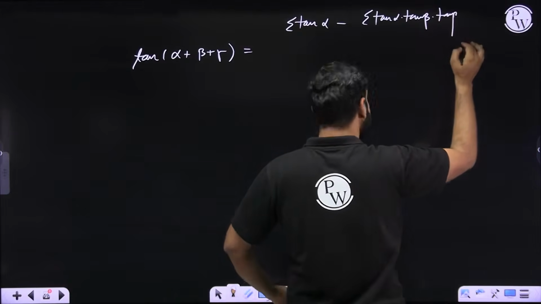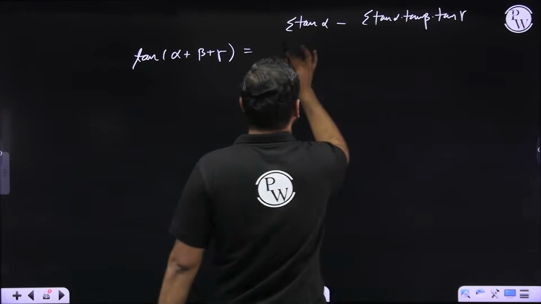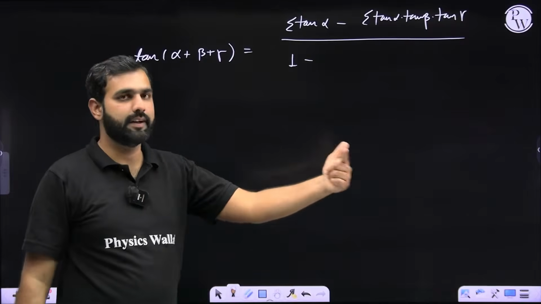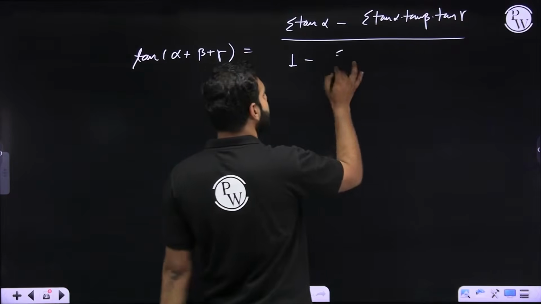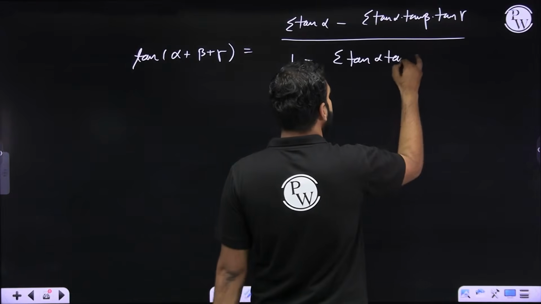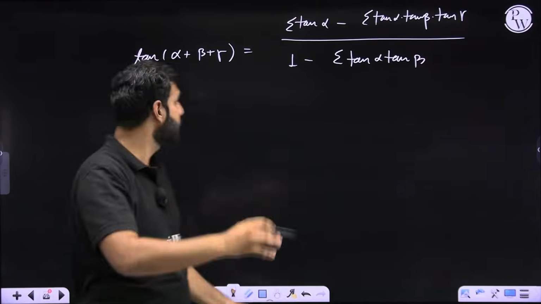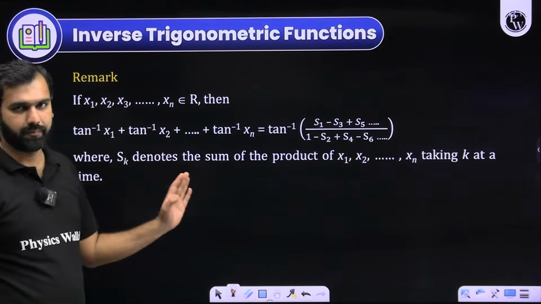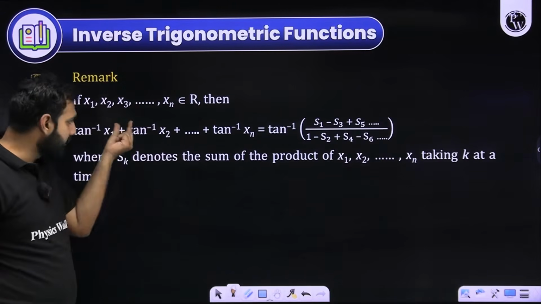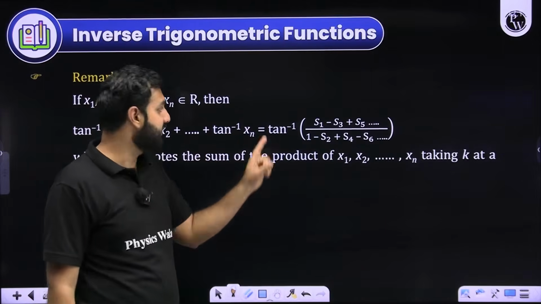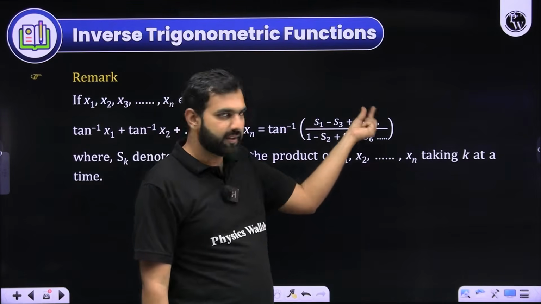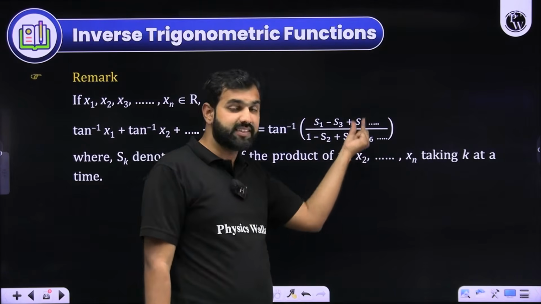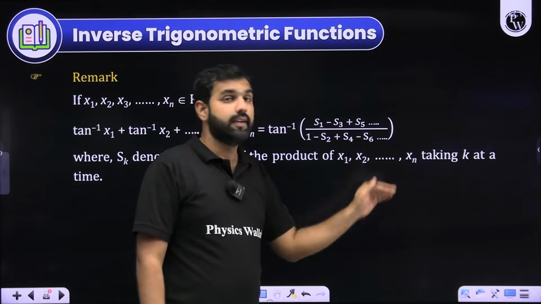Give me a second, students. Similarly, in the denominator, you write S0. S0 is 1 minus S2. What is S2? Tan alpha tan beta plus tan beta tan gamma plus tan gamma tan alpha, which I am writing as summation tan alpha tan beta. Of course, plus S4 would appear next, but S4 wouldn't exist because there are only 3 angles. From this formula only, we have derived this result. So here, remember, tan inverse x1 plus tan inverse x2 until tan inverse xn will be written as tan inverse of whole of S1 minus S3 plus S5 minus S7, all the odd ones in the numerator, divided by 1 minus S2 plus S4 minus S6 plus S8 minus S10, and all the even ones in the denominator.